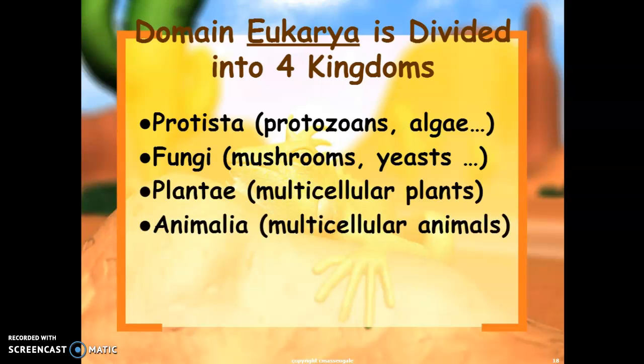Domain Eukarya is divided into 4 kingdoms. For domain Archaea, the kingdom is still Archaea or Archaebacteria, and for domain Bacteria, it is still kingdom Bacteria or Eubacteria, the same term. But domain Eukarya is divided into 4 kingdoms: kingdom Protista, Fungi, Plantae, and Animalia.